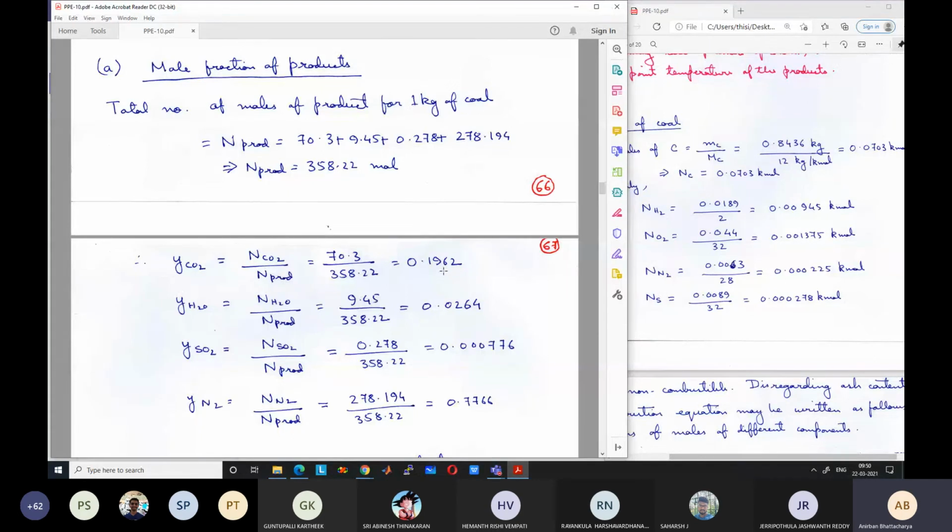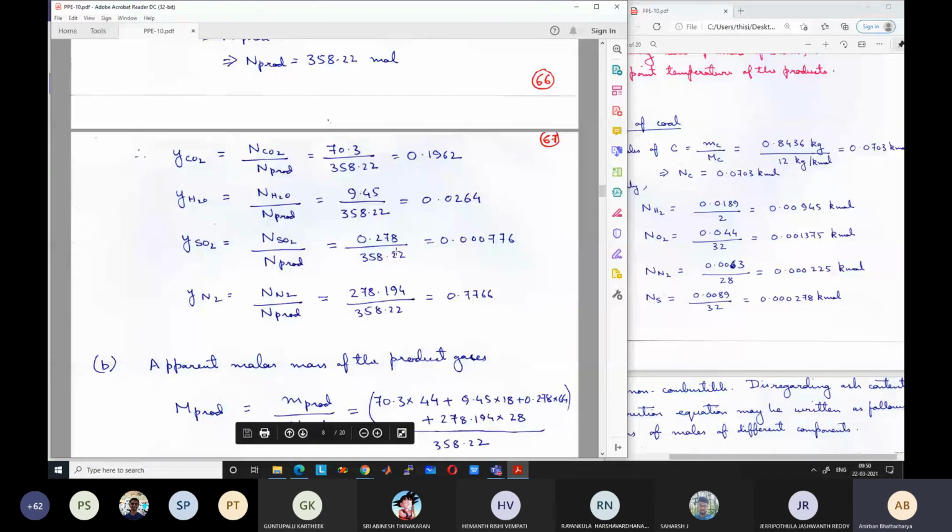SO2 we can also find. Only a very small amount of SO2 is present. So 0.278 by 358.22, which is 0.000776. Even a small amount of SO2 is still harmful because it leads to sulfurous or sulfuric acid. So the sulfur content should be as low as possible. Nitrogen is the most dominant component, at around 77.66%. So this is the first part of the problem.